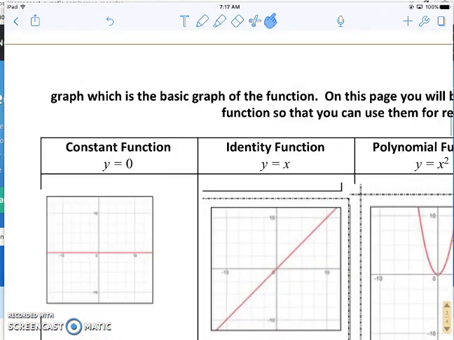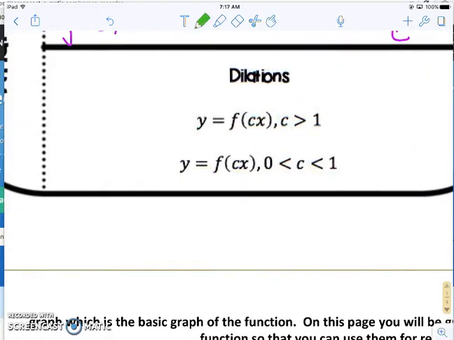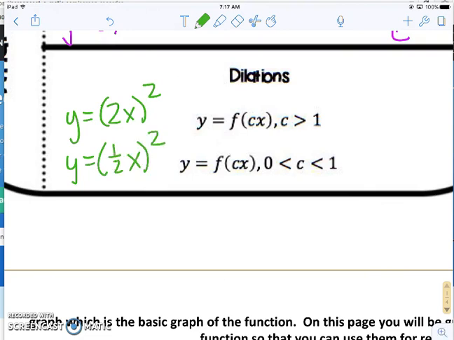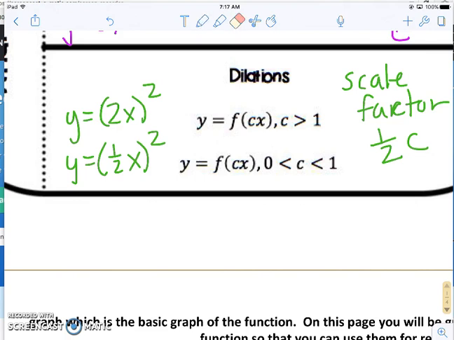And then the last dilation we have here, you'll notice these are next to the x. So this is kind of like y equals 2x squared, or y equals 1/2 x squared. And these are our horizontal stretches and compressions. So these, our scale factor though, is 1 over c. And so this is where we multiply our x values by that.